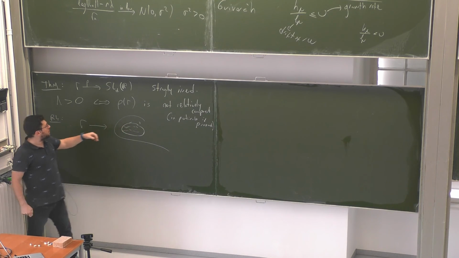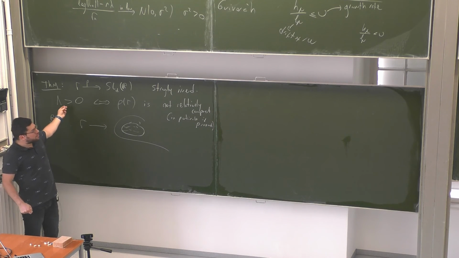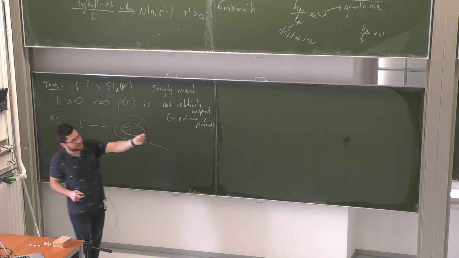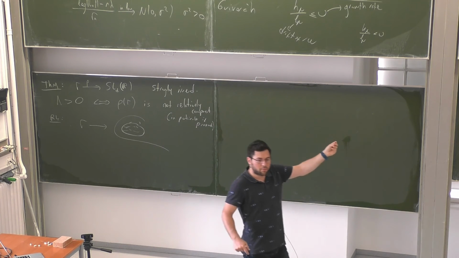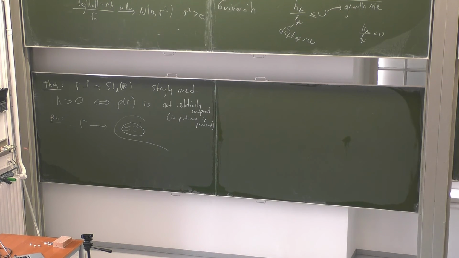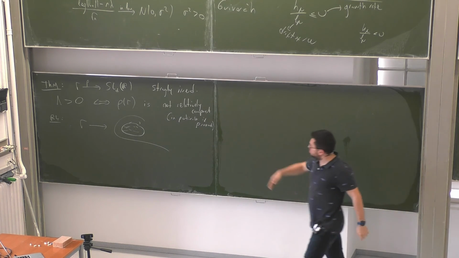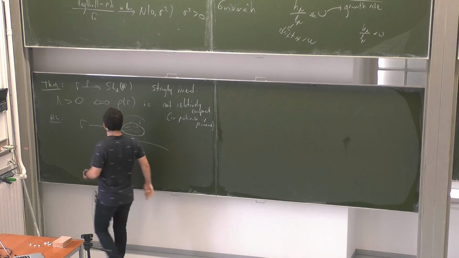But in fact, these are tiny, they are exponentially small. So except for exponentially small elements, most of the elements have norm growing like lambda, which is strictly positive, even if your representation is dense in SL_d(R). Okay.